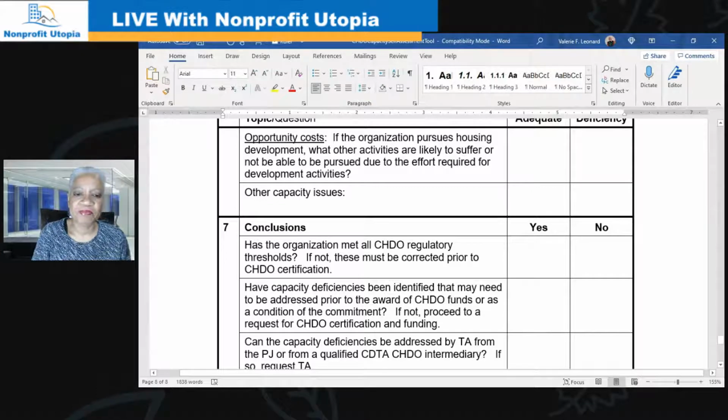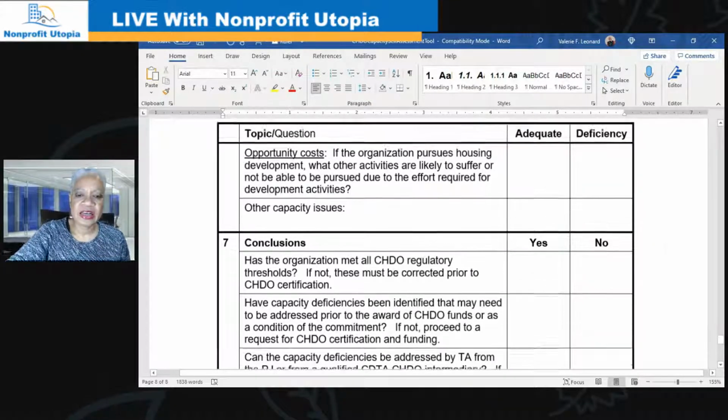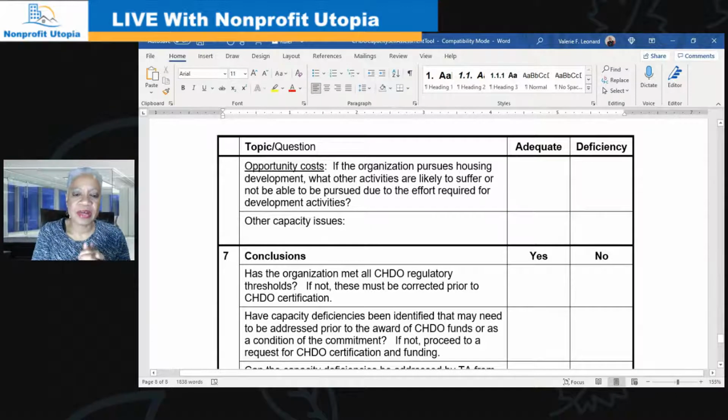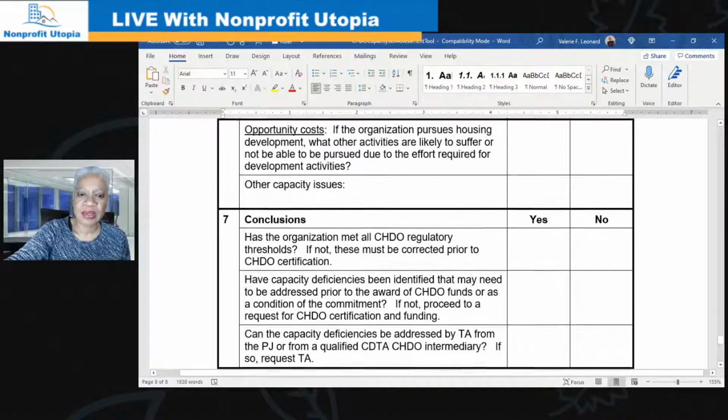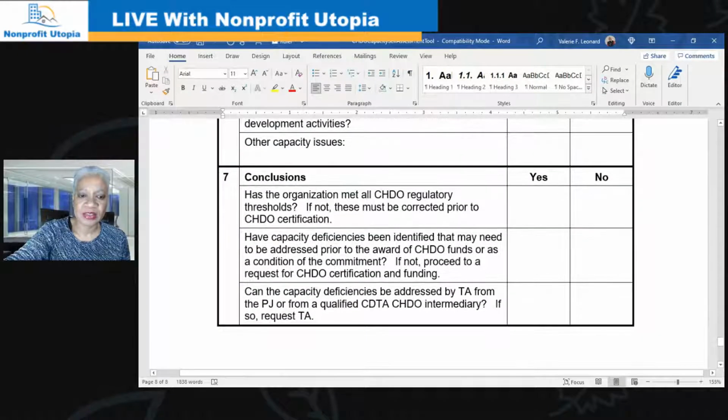Opportunity costs. If the organization pursues housing development, what other activities are likely to suffer or not be able to be pursued because they're focusing their resources on development activities? And this is a question that you need to ask if you're not in housing. If you're in an expansion mode, or you see this golden opportunity that seems like it's larger than most other projects and programs, you might want to ask yourself those types of questions.